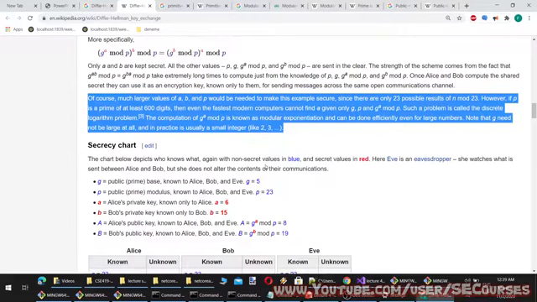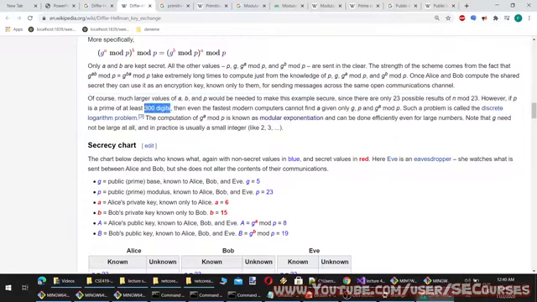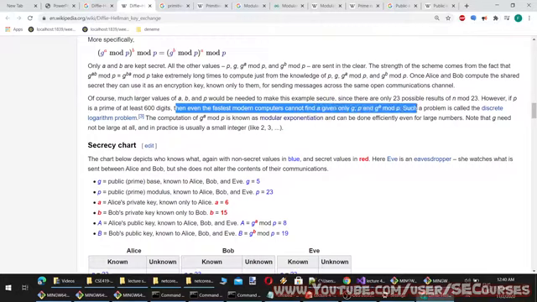Of course, much larger values of A, B, and P would be needed to make this example secure, since there are only 23 possible results of n mod 23. However, if P is a prime of at least 600 digits, then even the fastest modern computers cannot find a given only G, P and Ga mod P. Such a problem is called the discrete logarithm problem.